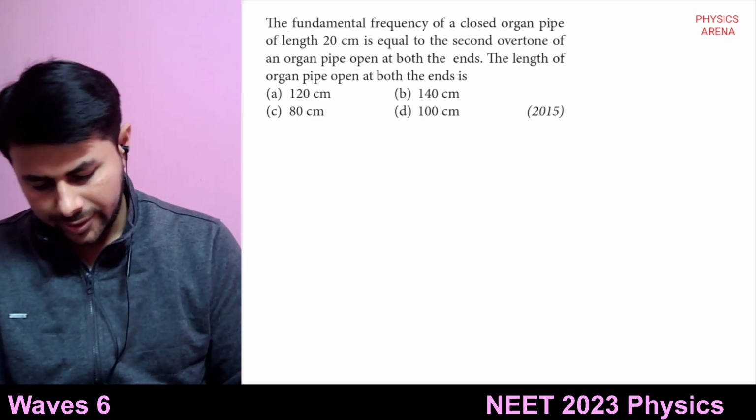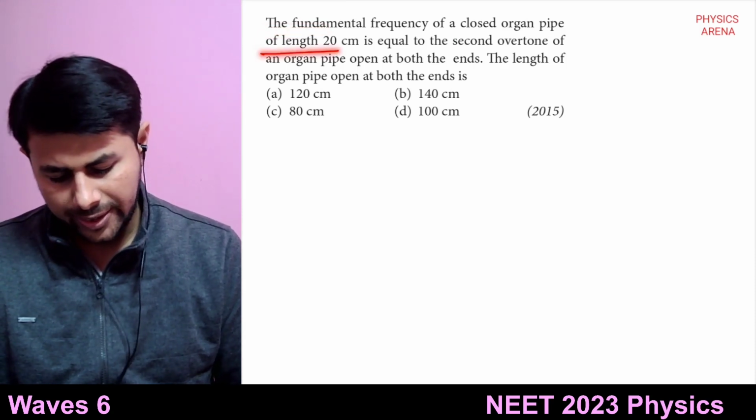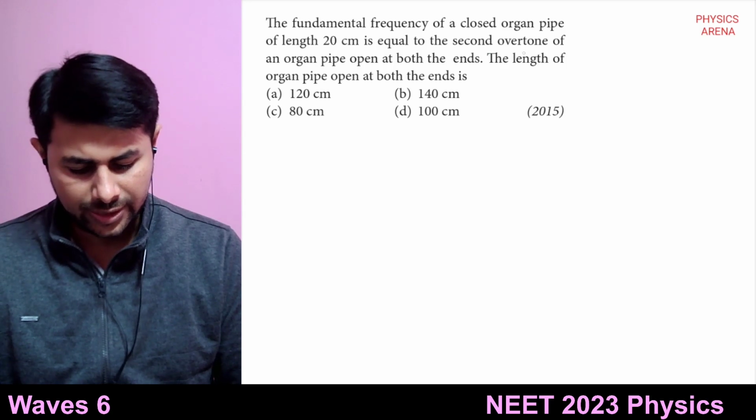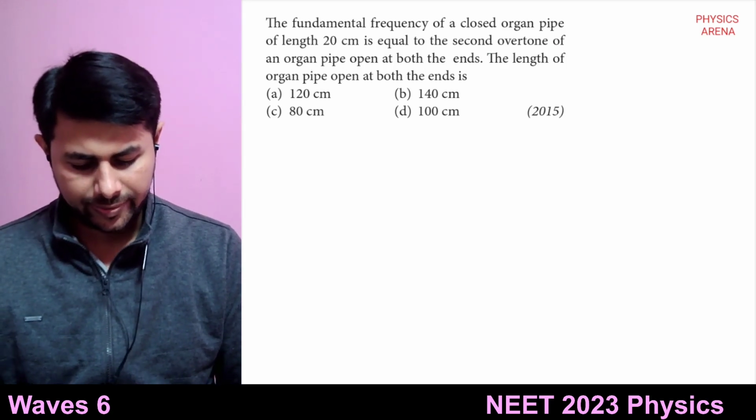Okay, next question. The fundamental frequency of a closed organ pipe of length 20 centimeter is equal to second overtone of an organ pipe open at both ends.